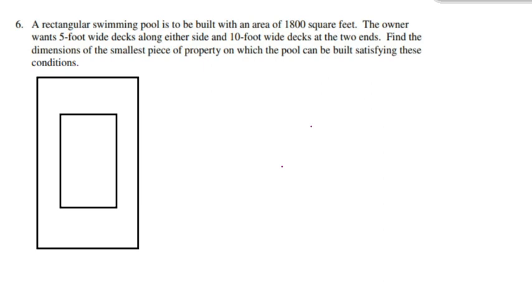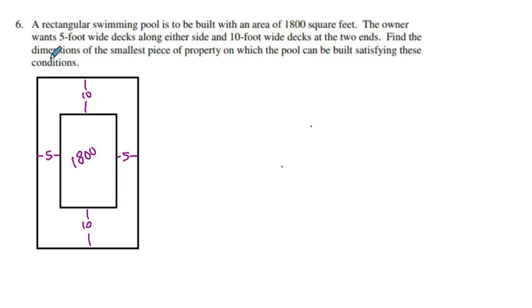In this problem, we're dealing with a swimming pool. We're told right away it's supposed to have an area of 1,800 square feet, so I'm going to write that right in here. And then we're told we want 5-foot decks on either side, so 5 here and 5 here, and 10 foot at either end. So we'll put 10 right here and 10 right down here.